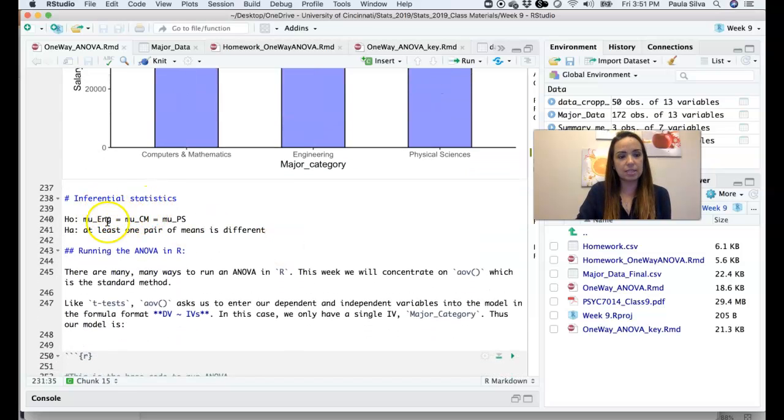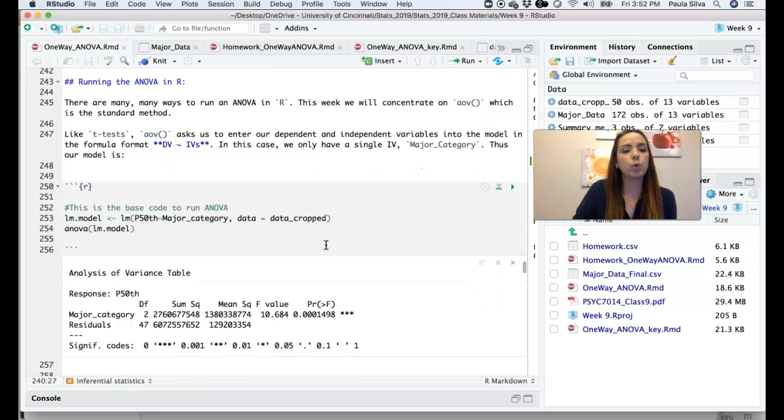So the inferential statistics requires us to set up hypotheses. The null hypothesis is that the mean typical salary, the median salary of engineering equals that of computer and mathematics and that of physical science. And the alternative hypothesis is at least 2 of these means are different.